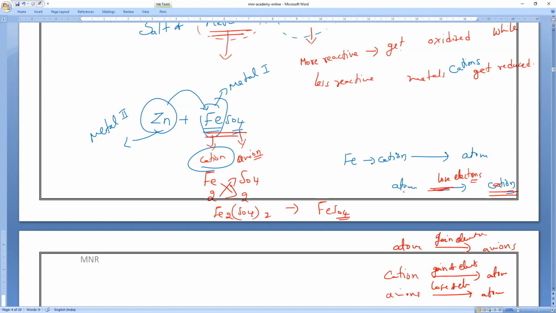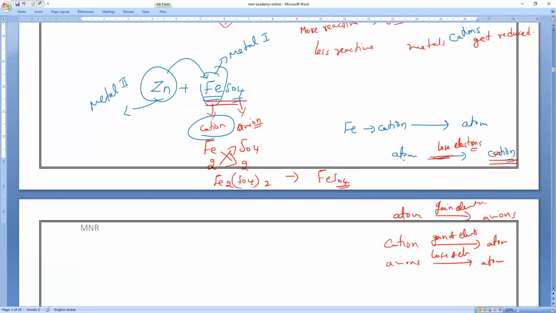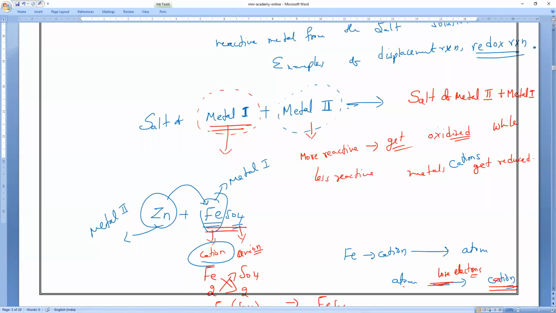So the more reactive one will get oxidized. Will it lose the electrons or gain the electrons? It will lose the electrons, and the less reactive metal cation will get reduced. Means it will receive the electrons or not? Yes, it will receive them only, and it will turn into an atom. Am I right or wrong, everybody?